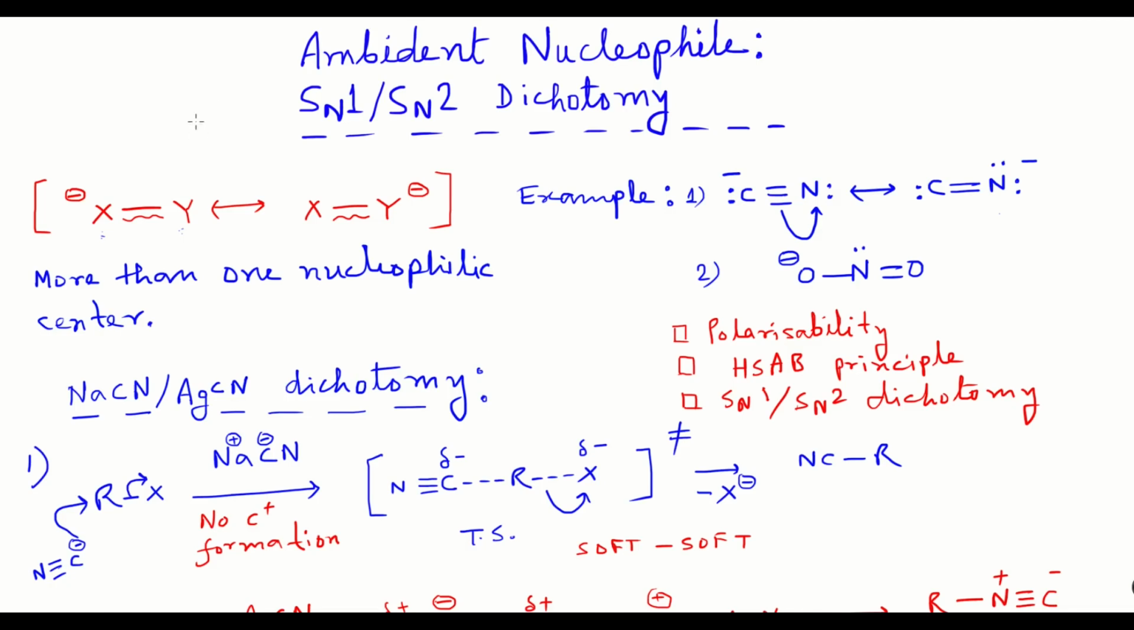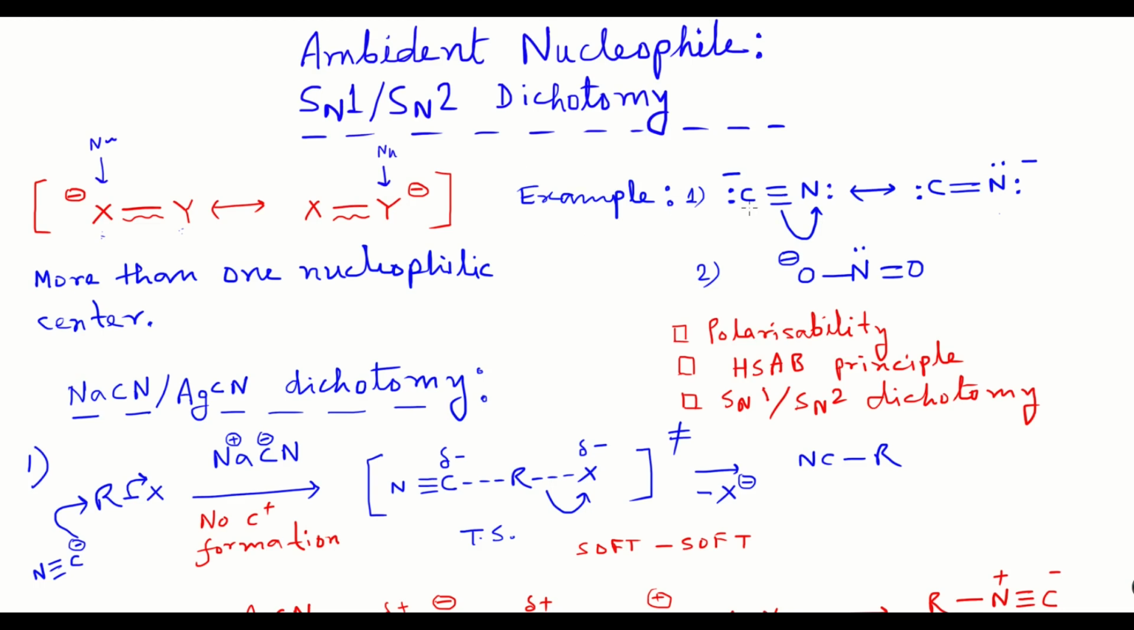Hello guys, in this video we will discuss ambident nucleophiles and the SN1 SN2 dichotomy. So ambident nucleophiles are those which have multiple nucleophilic centers. Generally two nucleophilic centers are there. In this typical example, in a given instance X can act as a nucleophilic center, whereas in another resonating form of the same species Y can act as a nucleophilic center.